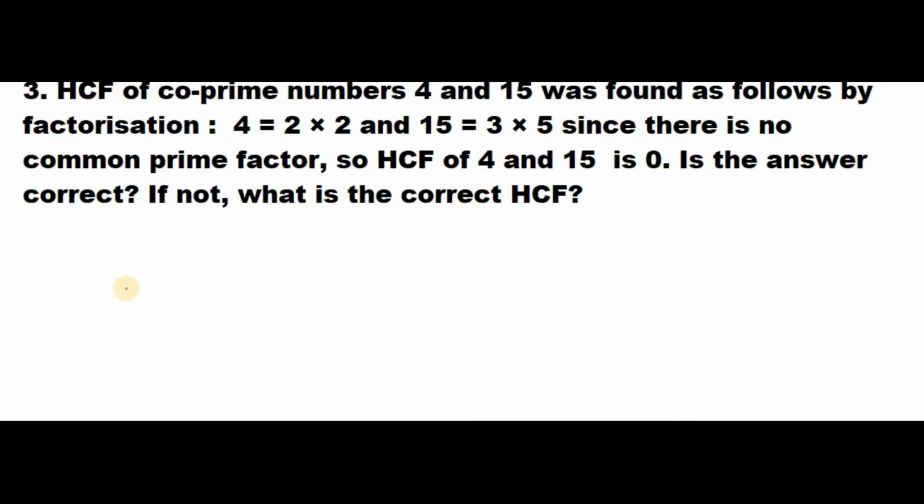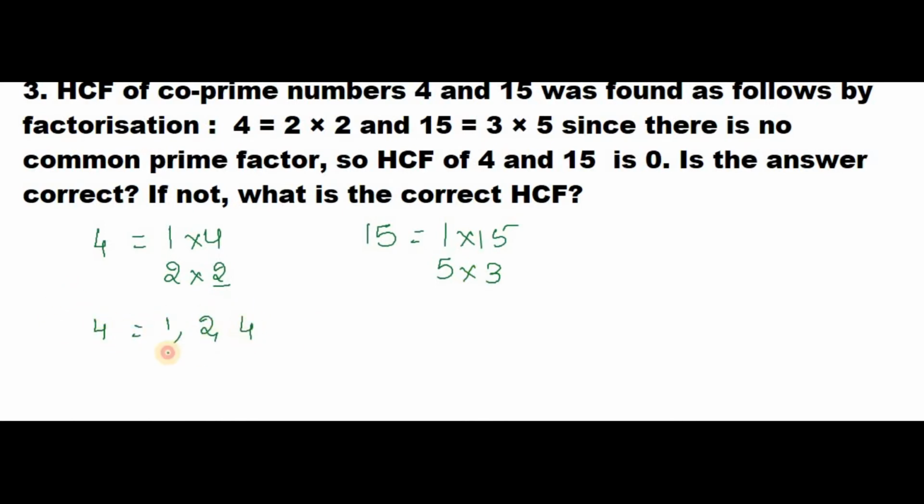Of course students, the answer is wrong, because he didn't find all the factors of 4. So today we will find all the factors of 4 first. 1 4s are 4, 2 2s are 4. As the number came the same, we will stop finding the factors. And for 15 also, 1 15s are 15, 5 3s are 15, or you can go for 3 5s are 15 also. So 1, 2, 4 for 4, and for 15 we have 1, 3, 5 and 15. So what is the common factor here we will get, friends?